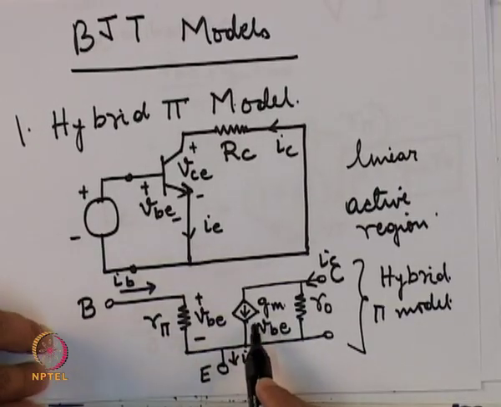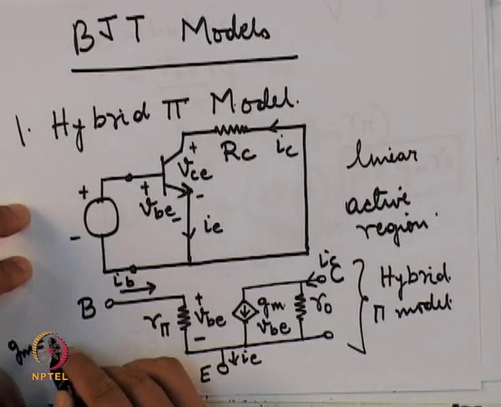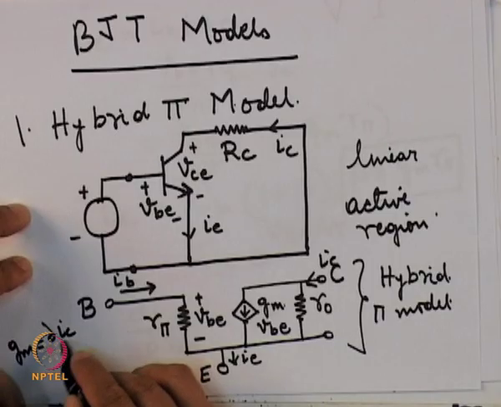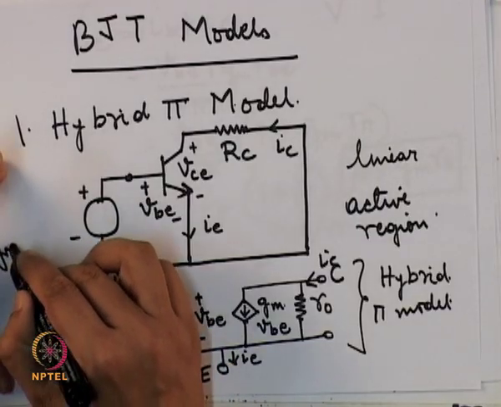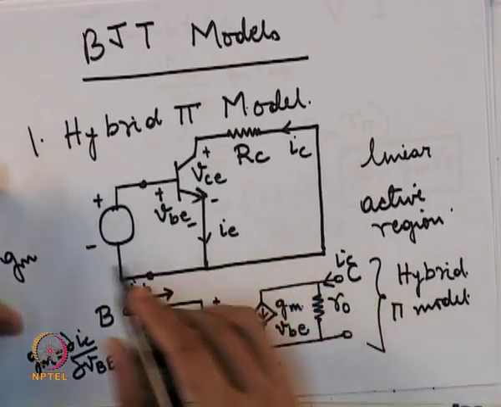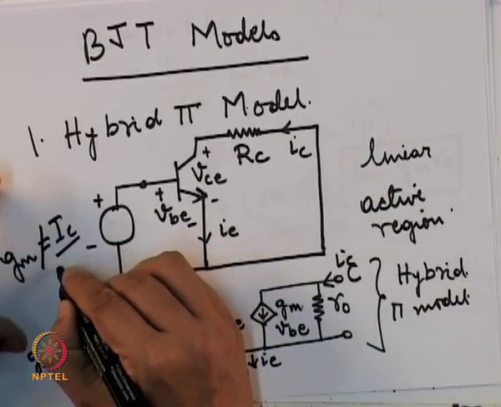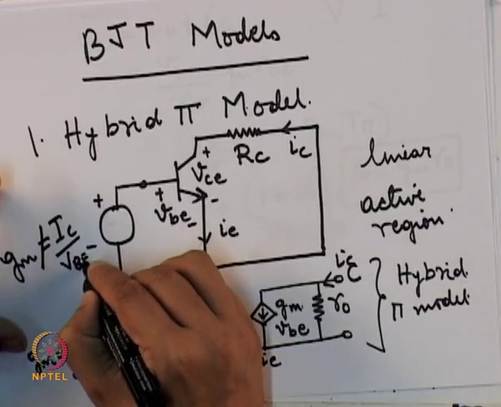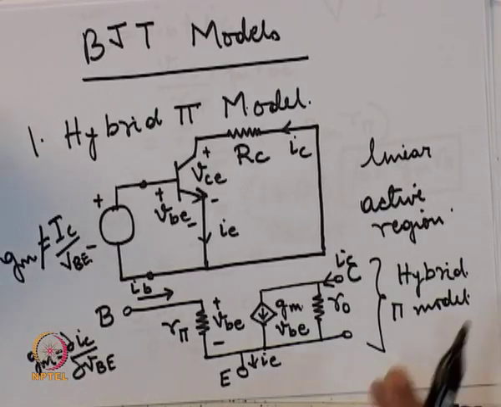then that will give us the value of G m, because after all G m is the dynamic transconductance, that is, G m is equal to the change in I c due to a change in V b e. G m is not equal to simply I c upon V b e. This is the DC transconductance, but the AC or dynamic transconductance is the change in I c due to a change in V b e.